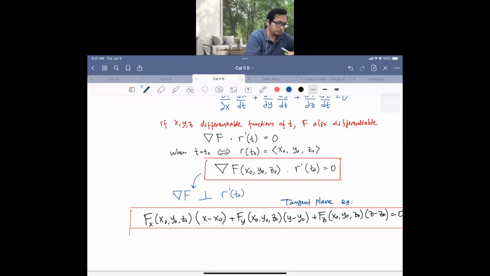And the normal line, if you remember, I think in chapter 12, this will be x minus x0 divided by partial x, y minus y0 divided by partial y, z minus z0 divided by partial z.